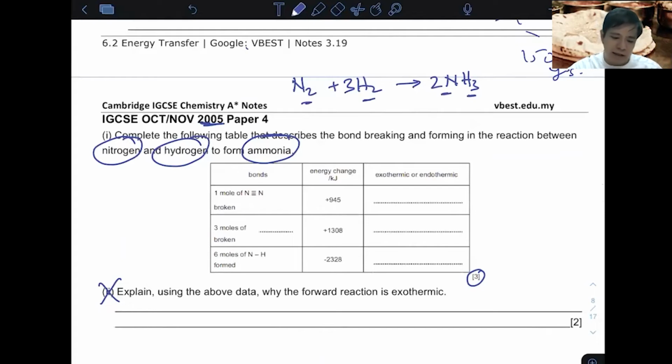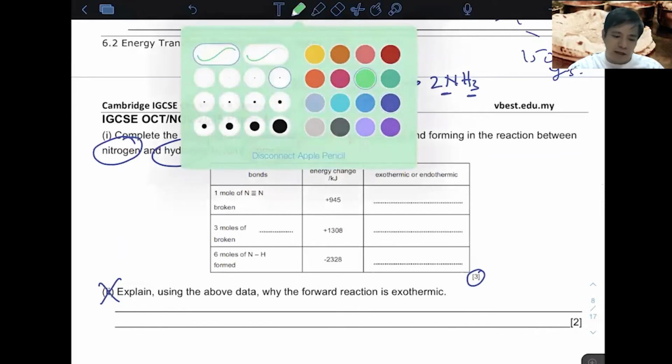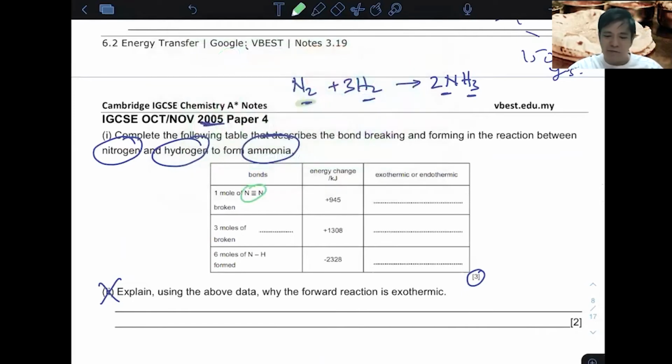So this is the hardest you can get. So it's 1 mole. If some of you are asking why this is a triple bond, yes. H and H is single, O and O is double, N and N is triple. So you need to know this, like Year 10 stuff.